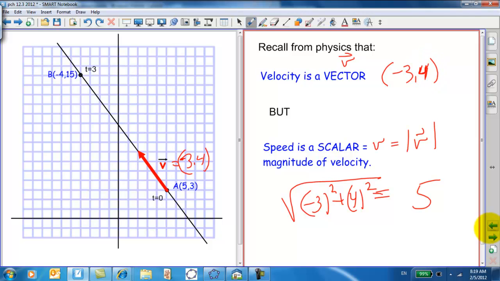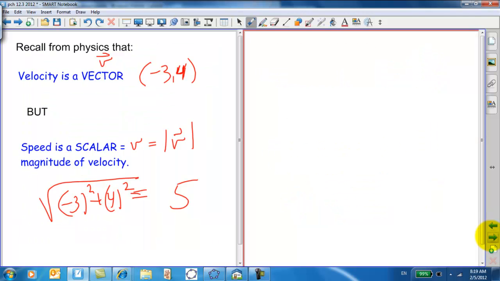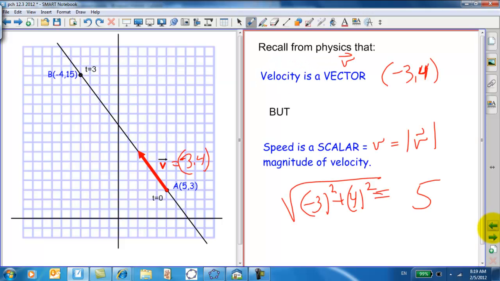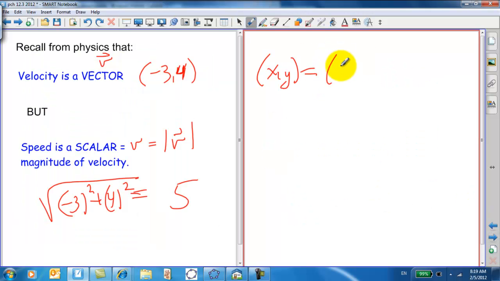All right, now we also had to come up with an equation. So remember, for the vector equation, we're going to say (x, y) equals some initial point, and we can use (5, 3), plus t times our direction vector, now (-3, 4). So there's the equation of that line.